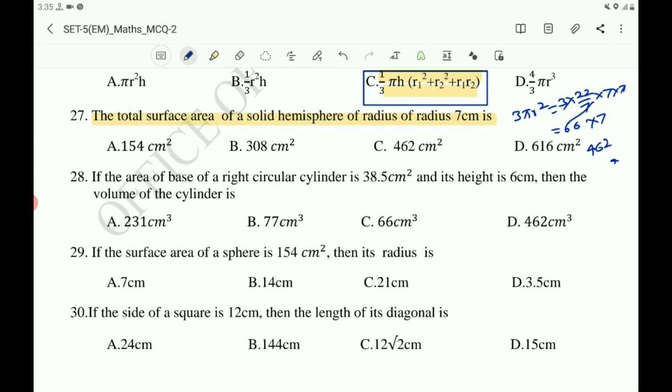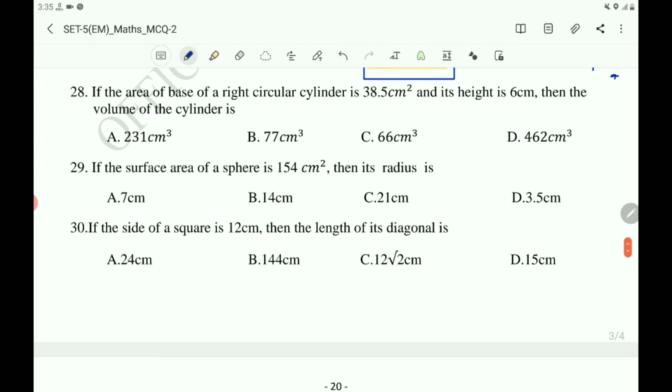What is the answer? Option C is the answer. Note down, option C is the answer. Then you take question number 28.